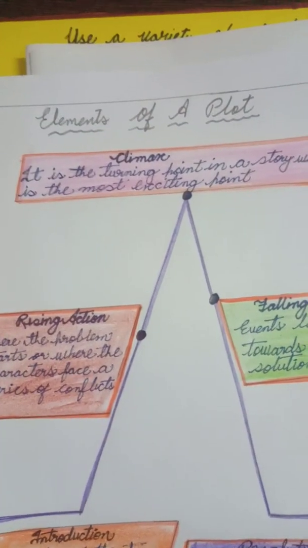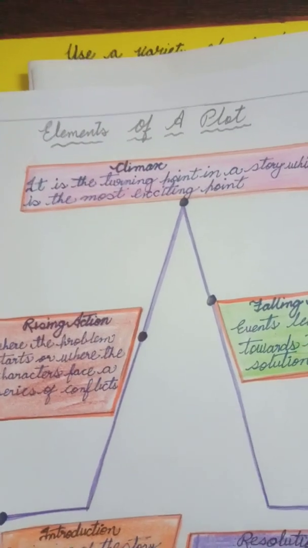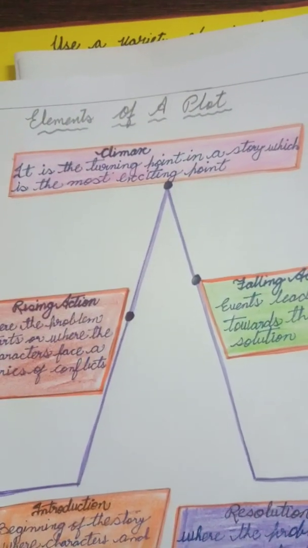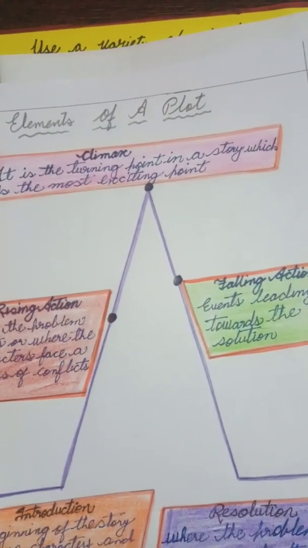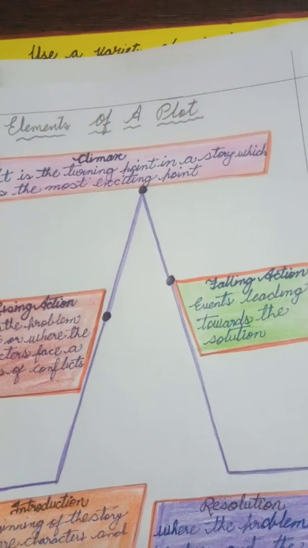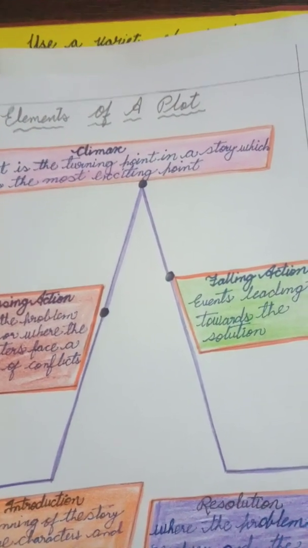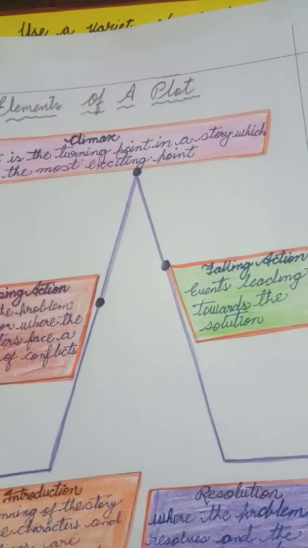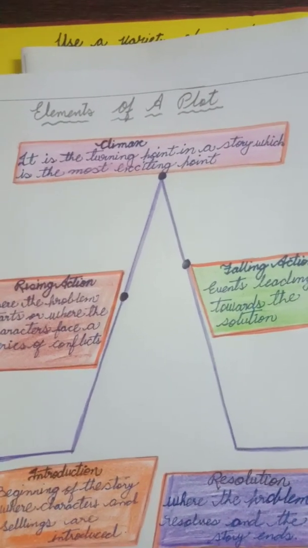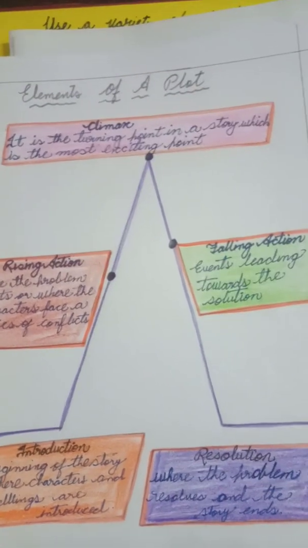Now, next comes your climax. Here climax is the point where the excitement level of the reader is at the highest point. Again, in the story, the climax is that the monkey came to know about the crocodile and his wife's intention to kill him and eat his heart. And this was the turning point of the story, isn't it, children?